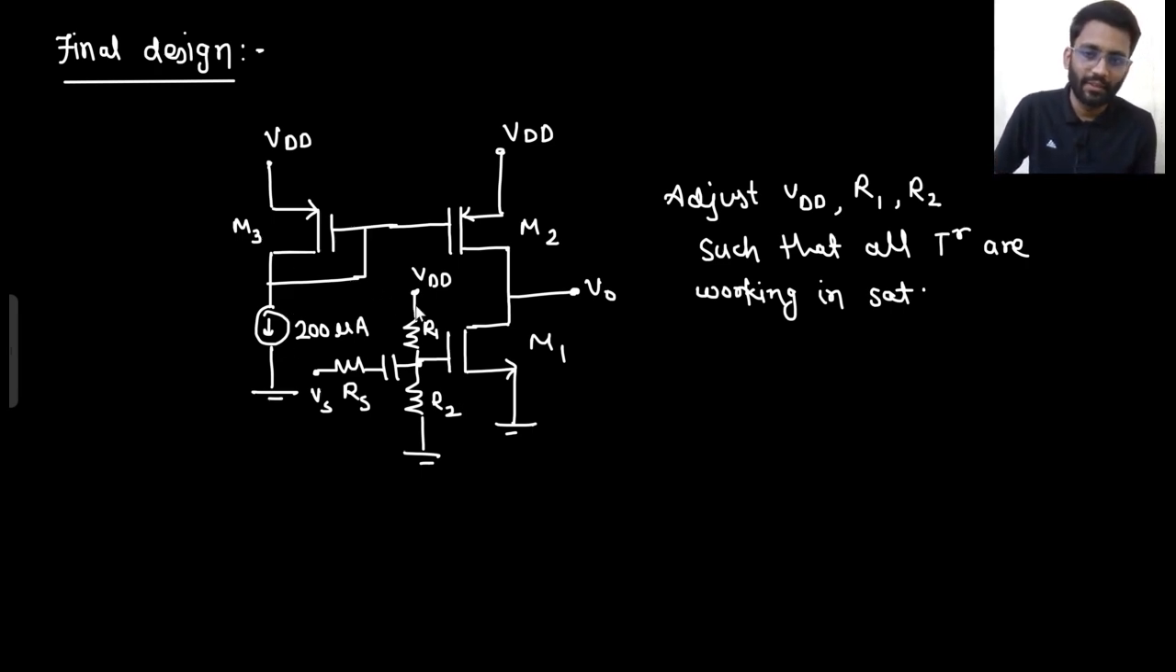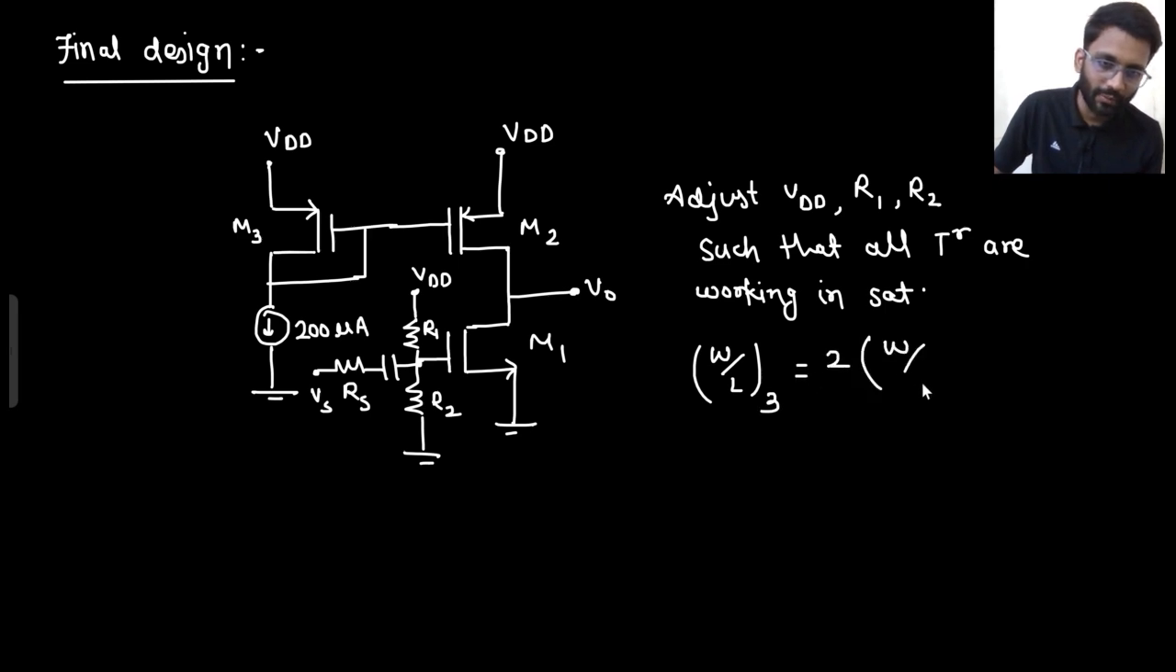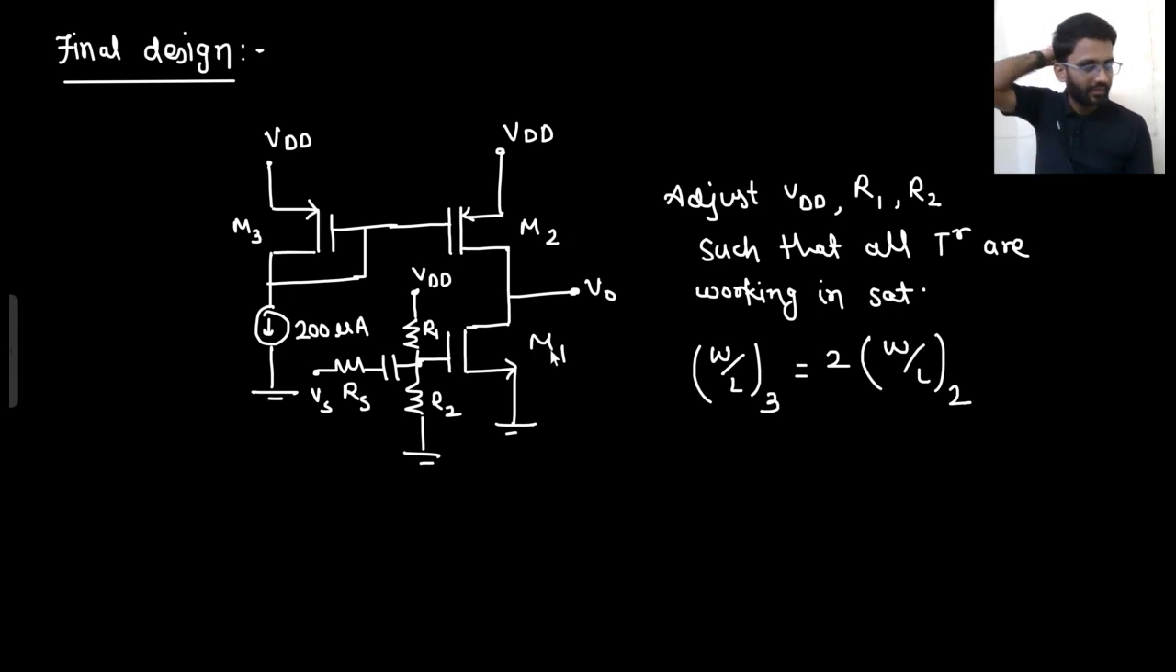This is having 200 microampere current, and what is the other relation? W by L of 3 is 2 times W by L of 2, right? M3 is doubled, so this is half. So W by L of 2 is half of W by L of 3. Here there is 200 microampere current, so this will be having 100 microampere current. So this is our final design.